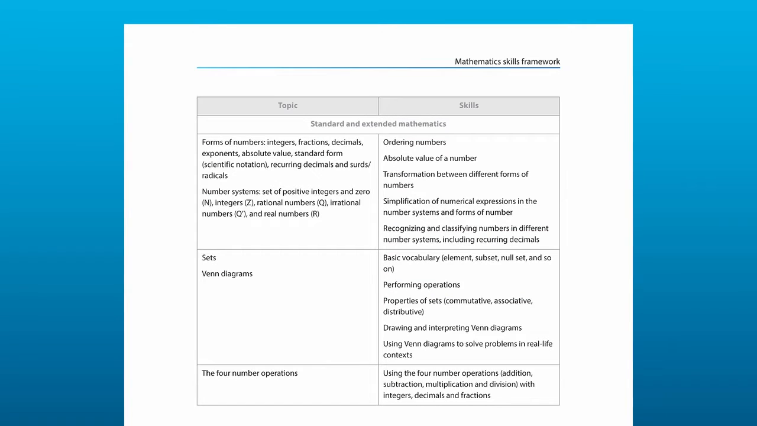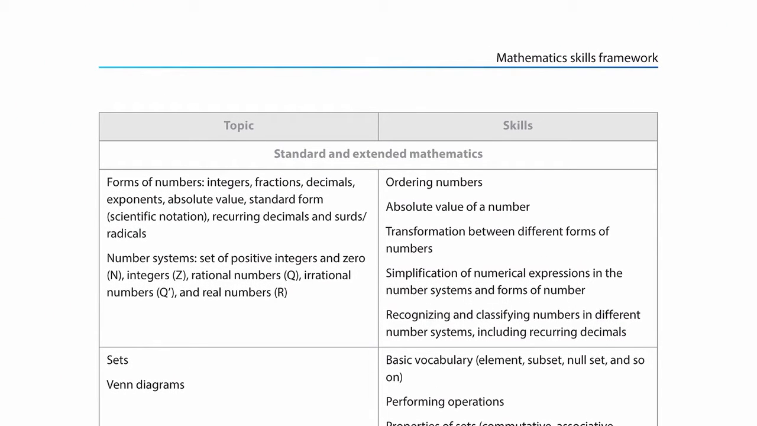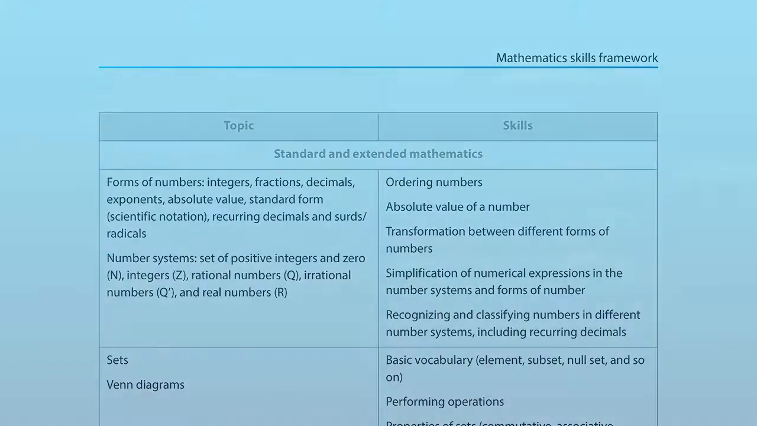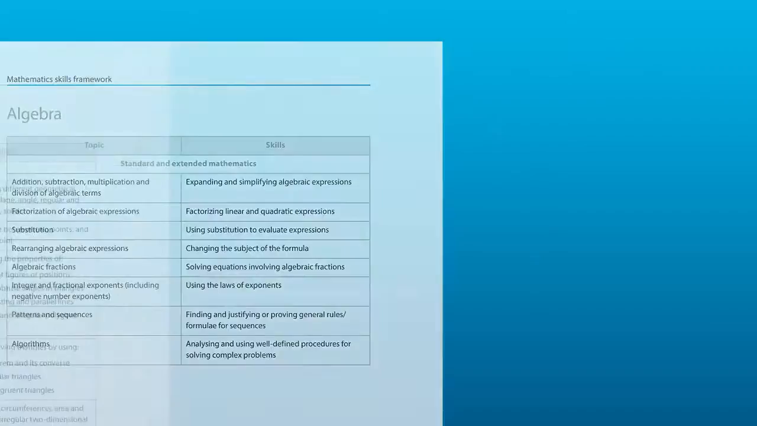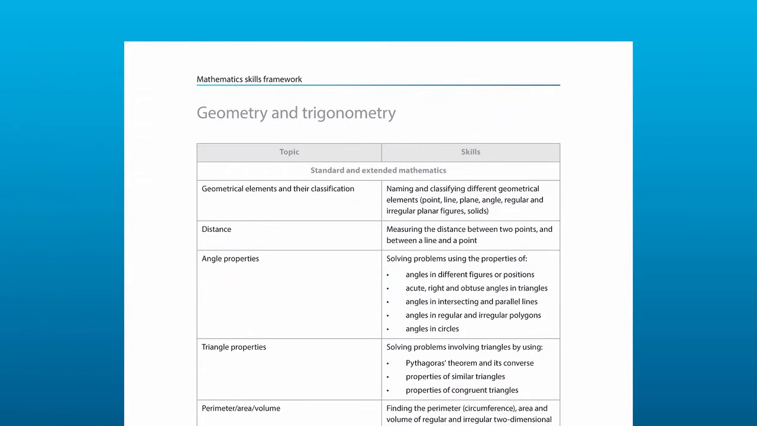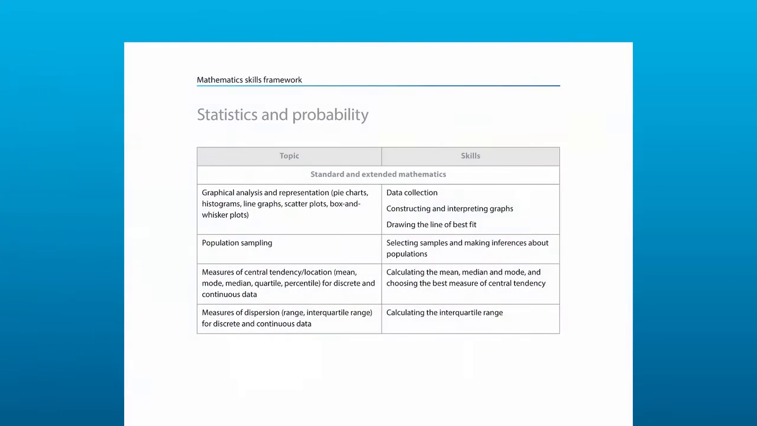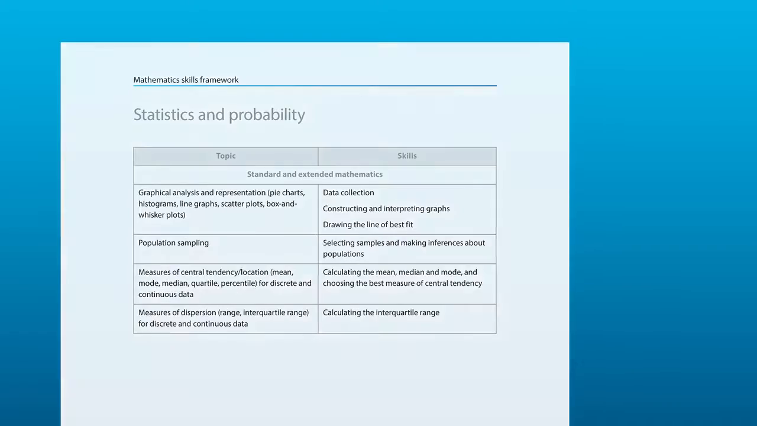For example, regarding number, students are expected to have completed topics such as forms of numbers and number systems, and skills such as ordering numbers, absolute value of number, transformation between different forms of numbers, etc. The full topic list and skills framework can be found in the Mathematics Subject Guide that is available on the IB's Password-Protected Programme Resource Centre.